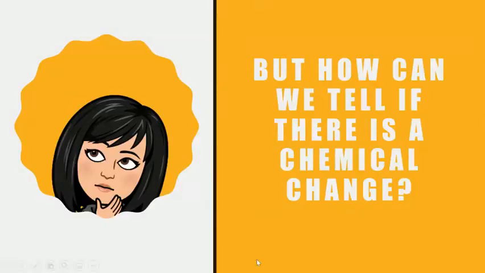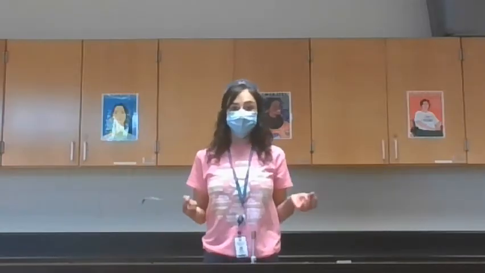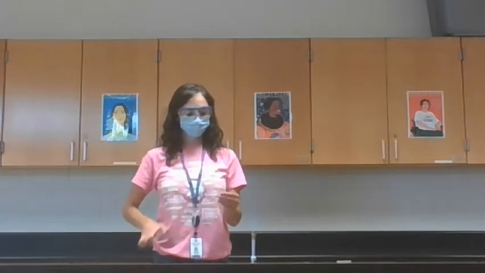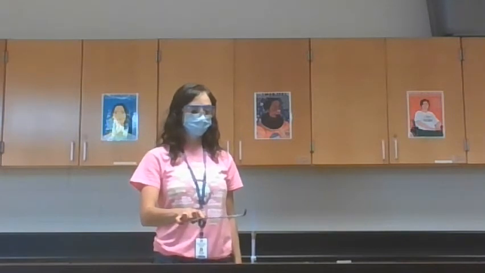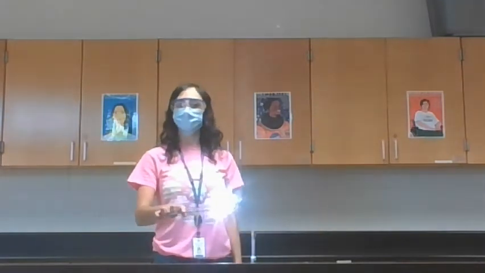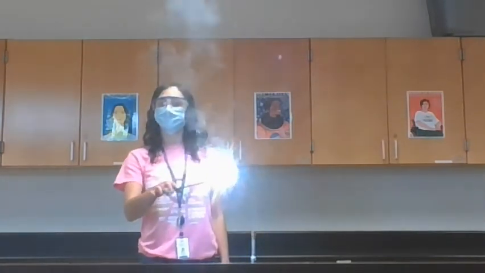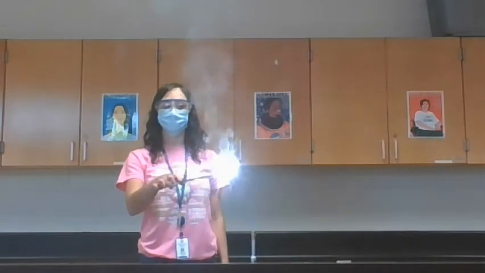Right. But how can we tell if we actually have a chemical change? We are going to be looking for one of four main indicators. Another sign of a chemical change is when we have a change in energy. So the energy can take place in the form of heat, light, or sound. So if we look at this reaction, I'm going to put my glasses on first. We can see that light is being given off, so energy is being released, so we know this is a chemical change.